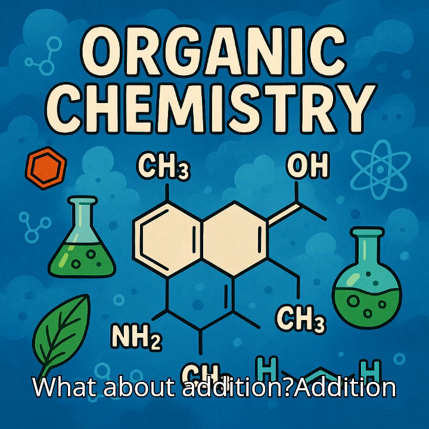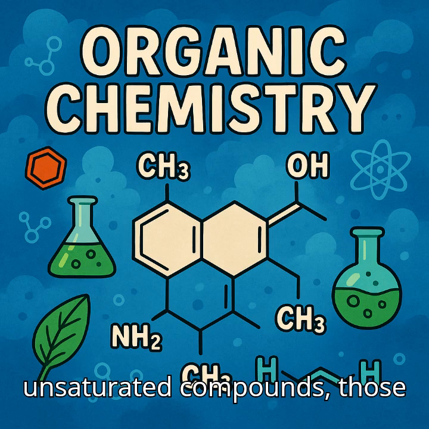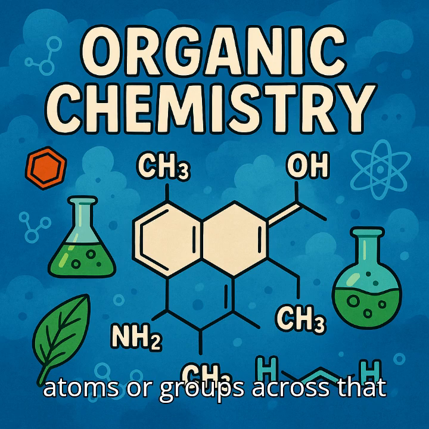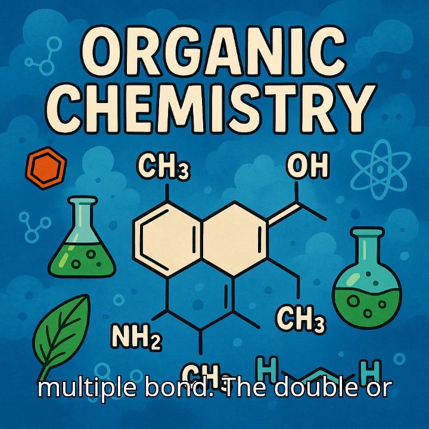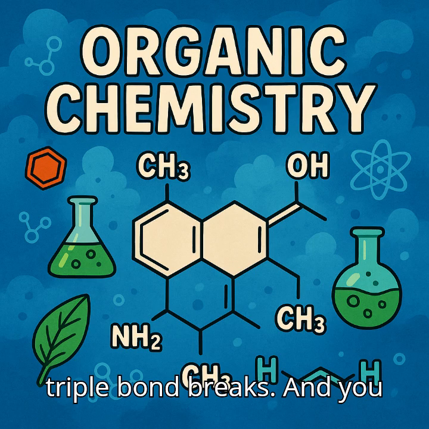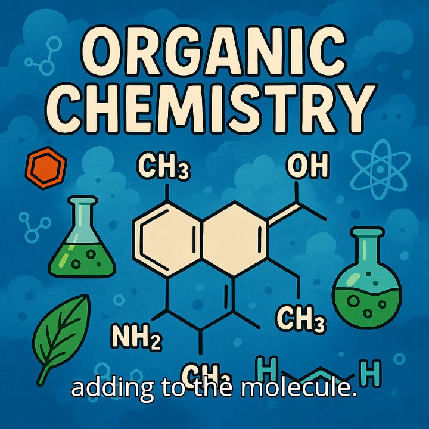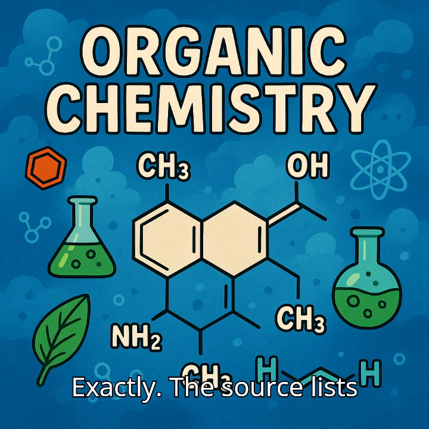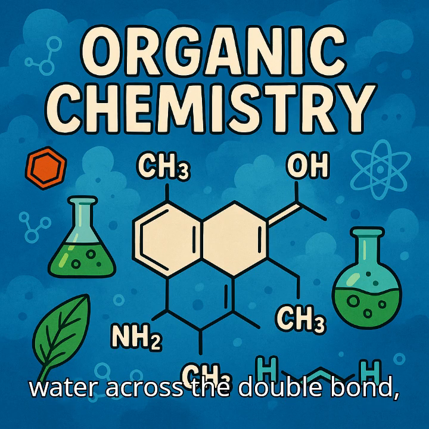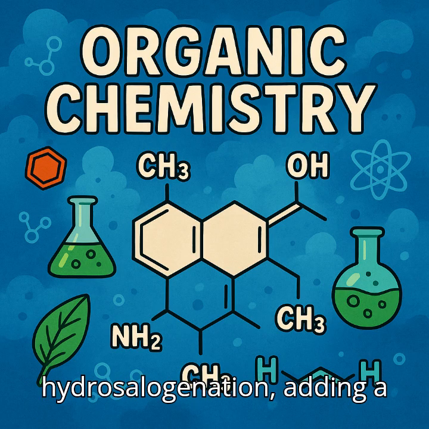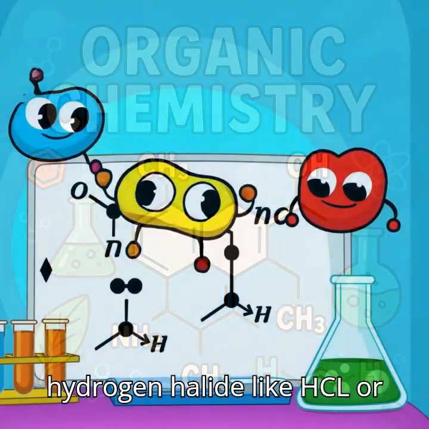What about addition? Addition is characteristic of unsaturated compounds, those with double or triple bonds. Right. You're adding atoms or groups across that multiple bond. The double or triple bond breaks, and you form new single bonds to the things you added. So you're adding to the molecule. Exactly. The source lists types like hydration, adding water across the double bond, hydrogenation, adding hydrogen H2, and hydrohalogenation, adding a hydrogen halide, like HCl or HBr.